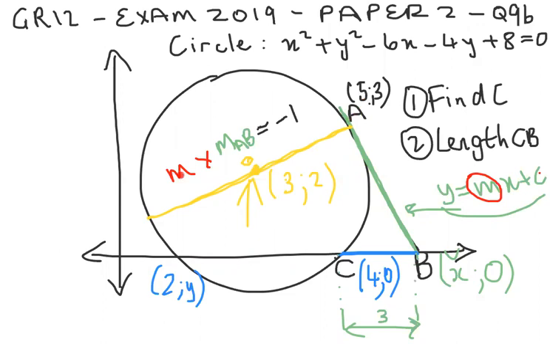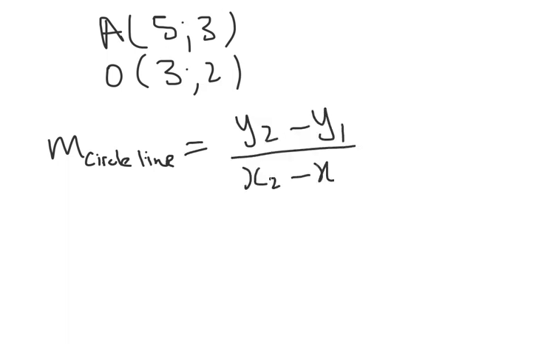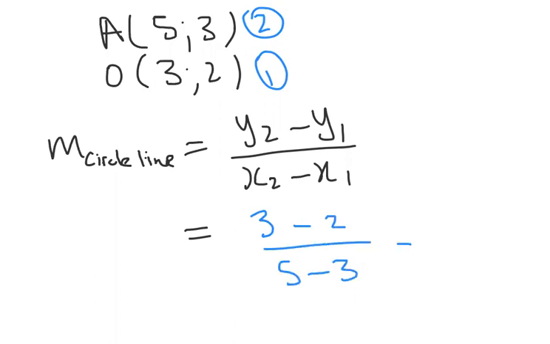So the yellow line, we need the gradient. So let's do the gradient. We have 2 points: the A, which is 5 and 3, and the O, which is 3 and 2. So I'm going to use this formula. This is the gradient. Let's call it the circle line, for lack of a better word. The formula is y2 minus y1 over x2 minus x1. I'm going to use this as 2 and this as 1, just to make my sum neater. So that is 3 minus 2 over 5 minus 3. So that's going to give me 1 over 2. So the gradient of that circle line is 1 over 2.